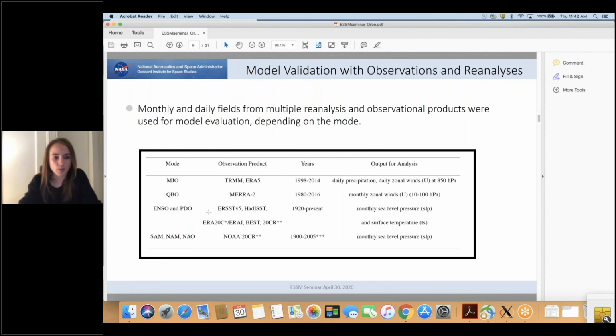And then for the extratropical modes, a lot of the analysis was based on SST products, but also it was nice that Peter and John were also able to incorporate a lot of the 20th century reanalyses, so we could get somewhat better statistics in the rendering of these modes and comparisons with the quote-unquote observed values.